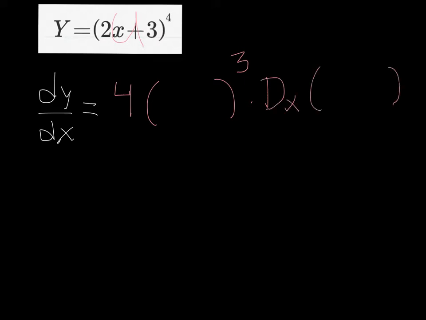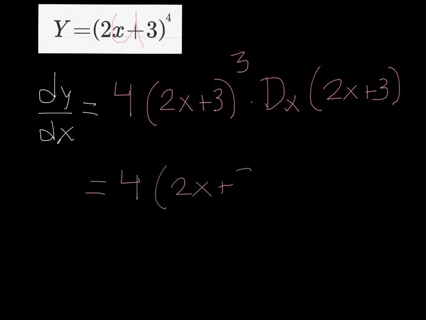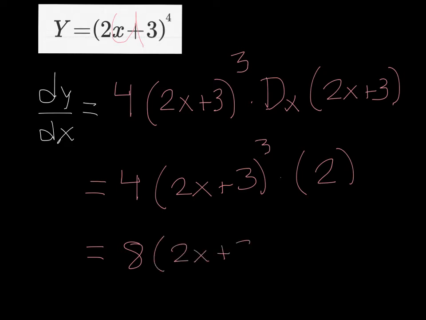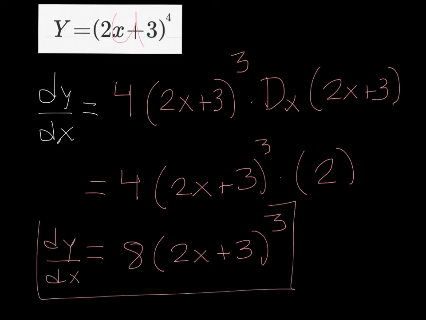Okay? And what is u? U is 2x plus 3. So the derivative of this will be 4 times 2x plus 3 cubed times the derivative of 2x plus 3, that in this case is 2. So the last thing we do is we multiply 2 times 4, and you have 8 times 2x plus 3 cubed. And that is the derivative of the function using the chain rule.